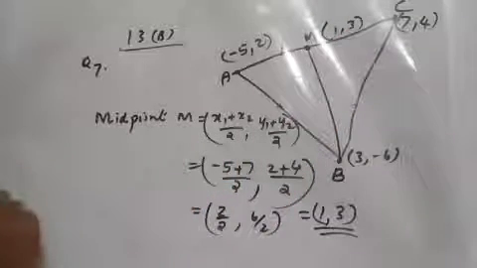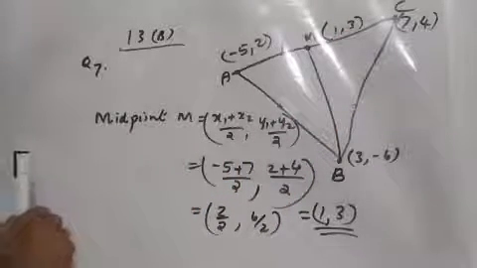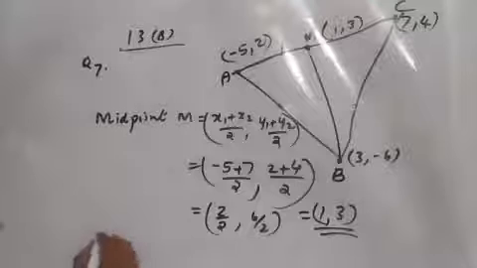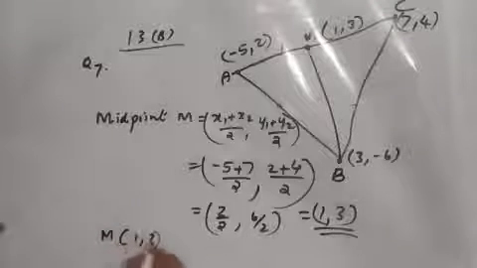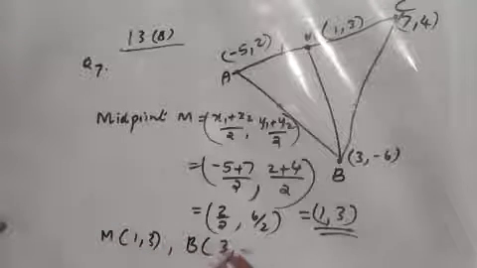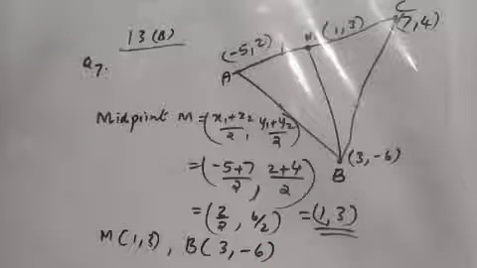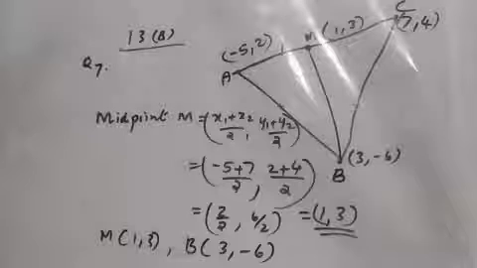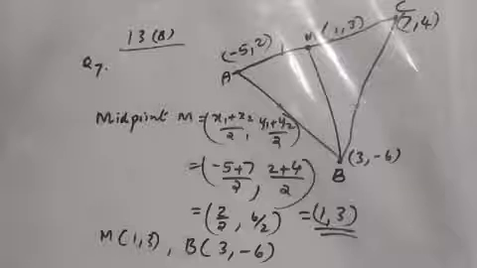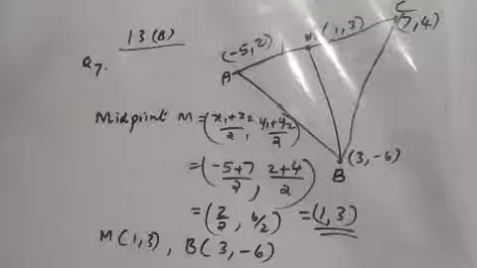Now we know one point M as (1, 3) and the other point B is (3, minus 6). So we have to consider these 2 points to get the length of the median through the point (3, minus 6). And do you remember the distance formula that you have learned in class 9?